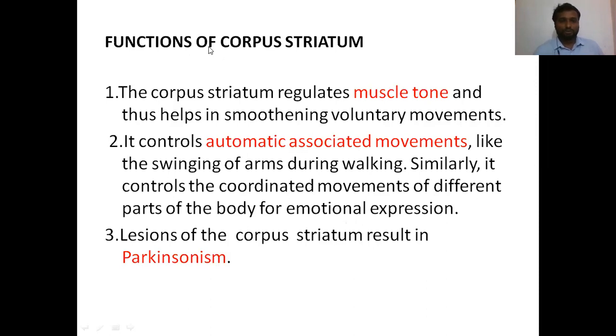And now the functions of this corpus striatum. It maintains muscle tone, and automatic associated movements. What are automatic associated movements? Swinging of the arm during walking. Then a lesion of the corpus striatum results in Parkinsonism. So the corpus striatum, the first point of the gray matter, is clear.